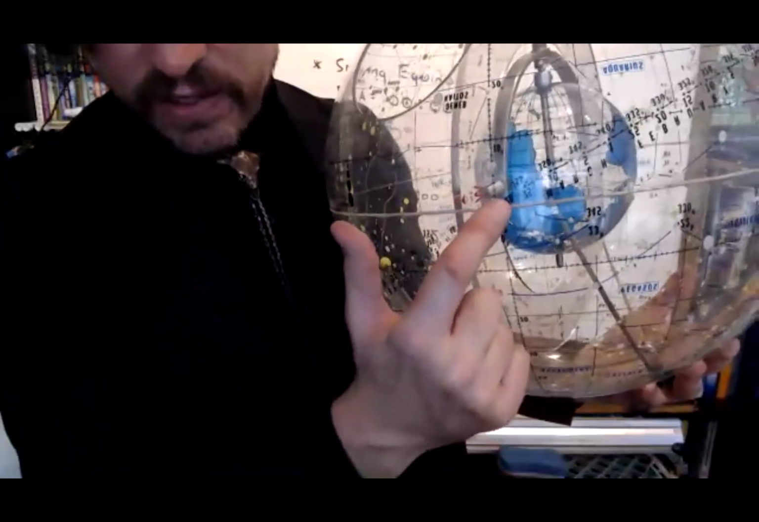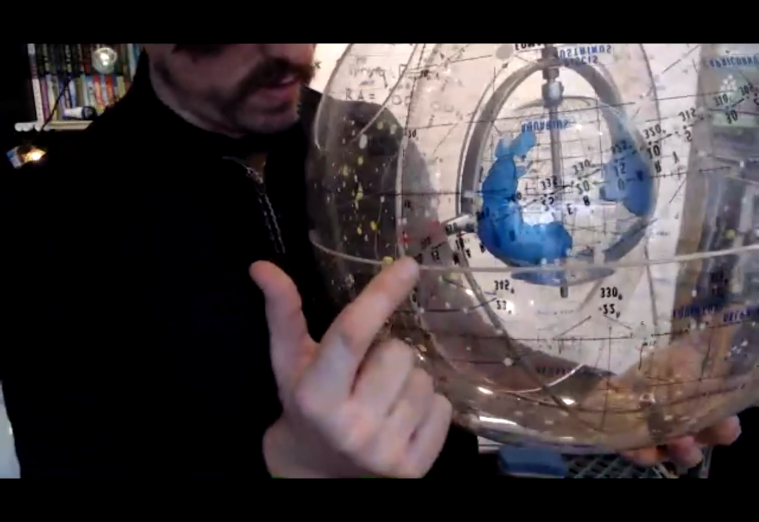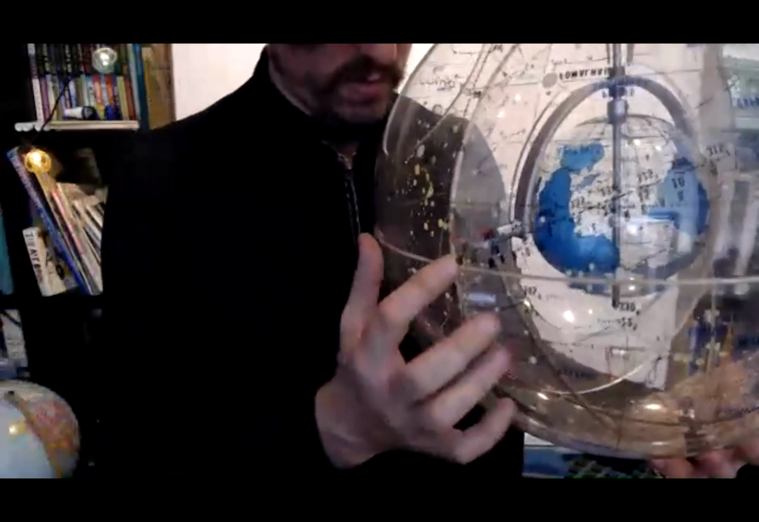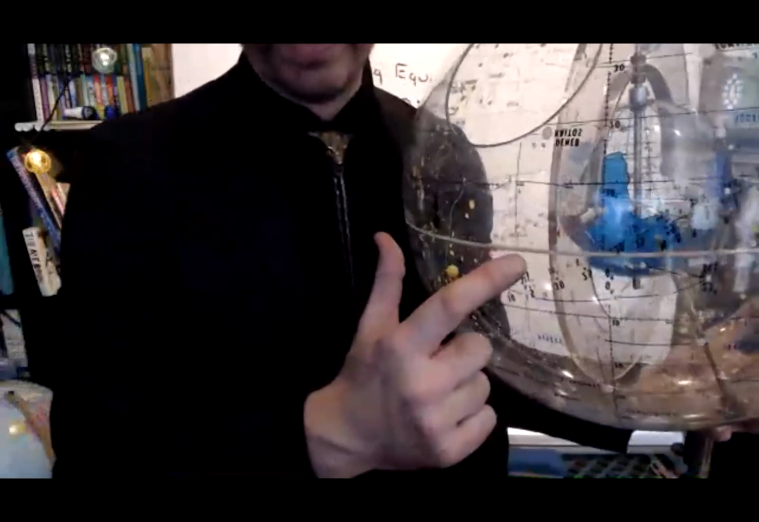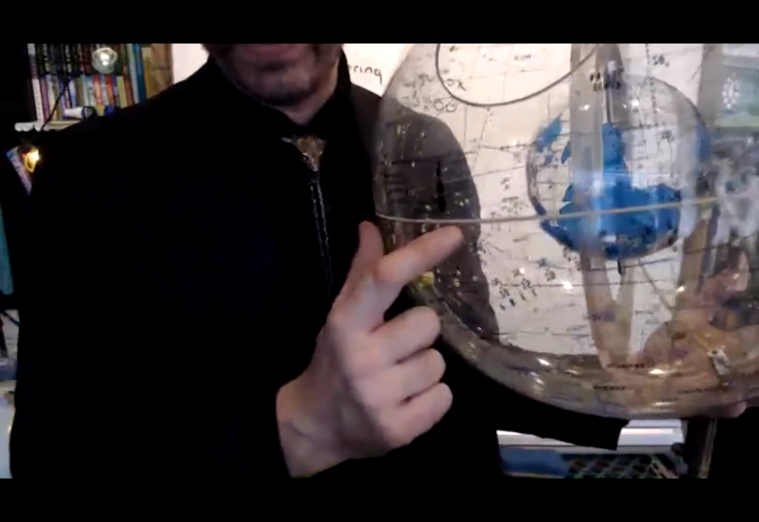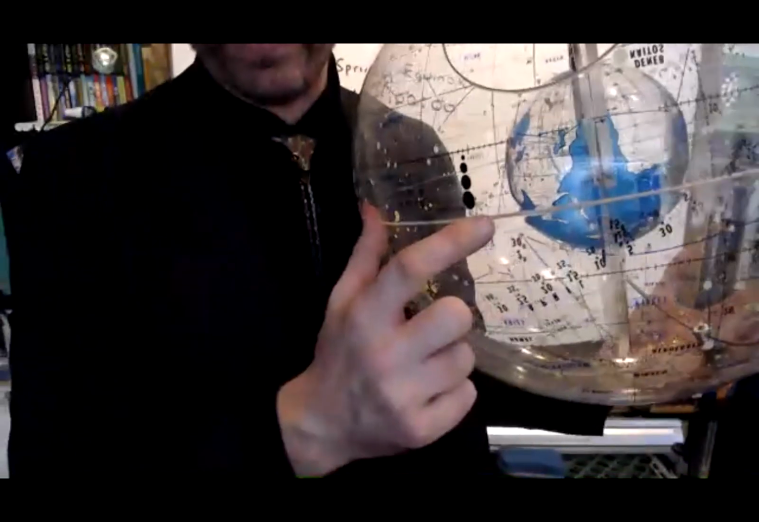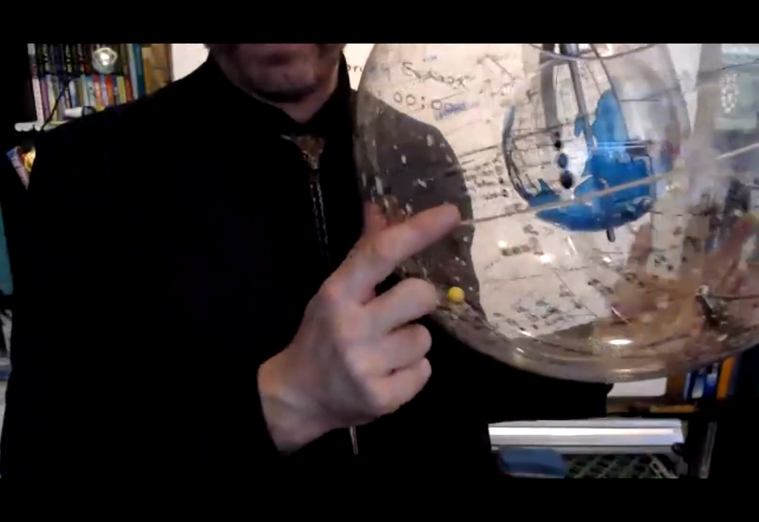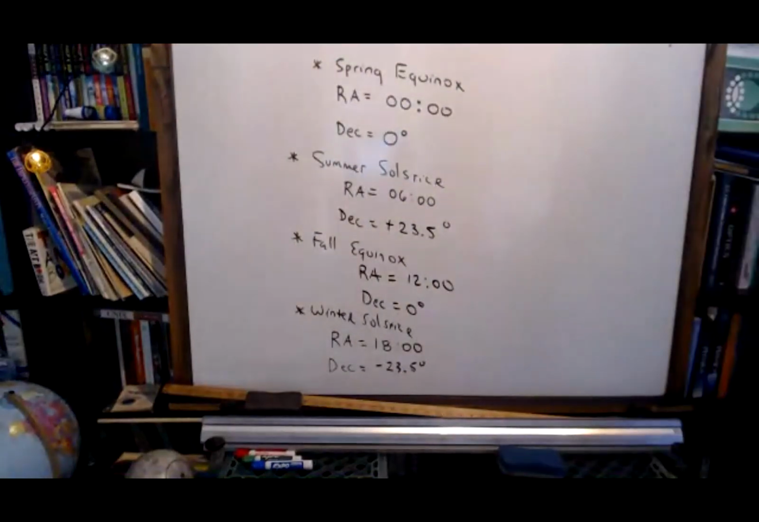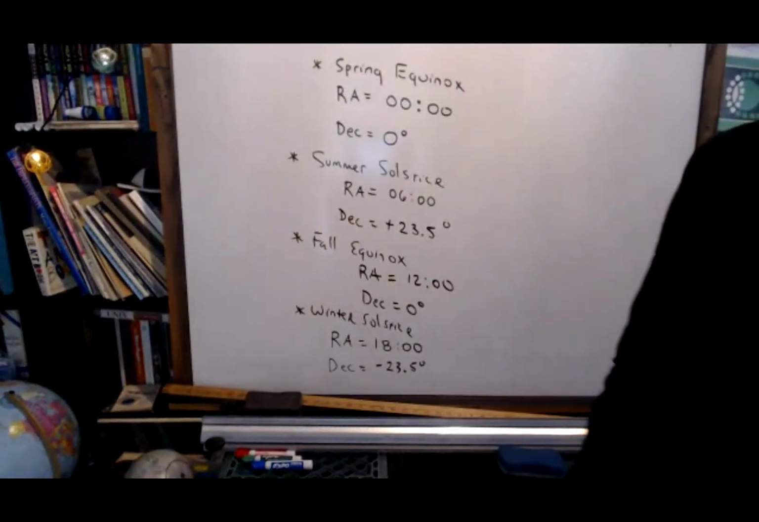So let's see, this is 1 hour of right ascension. This is all backwards. This is 2 hours of right ascension, 3 hours of right ascension. Yeah. Okay. I get it. I was just having trouble with the degrees up or down. I get it now though.